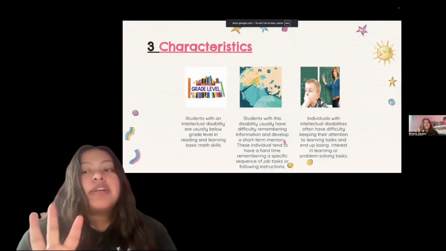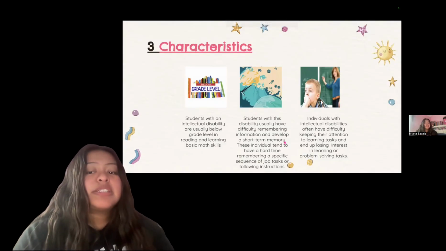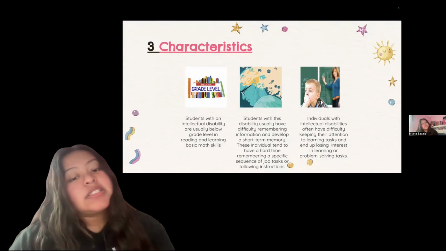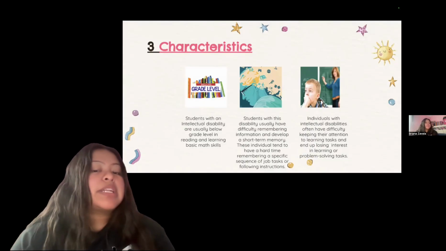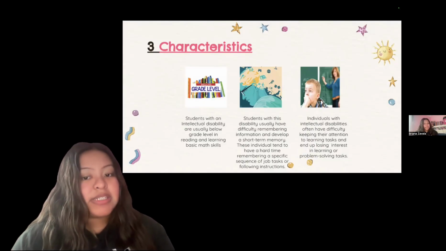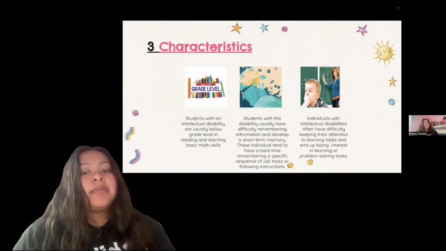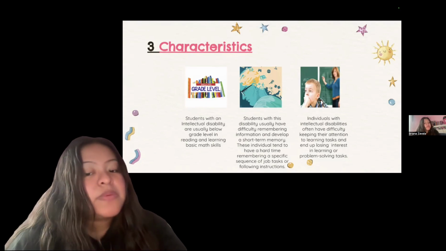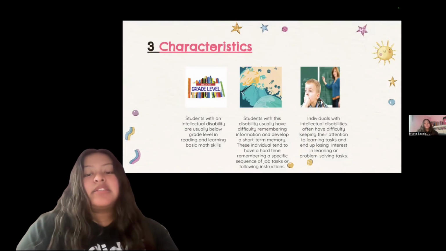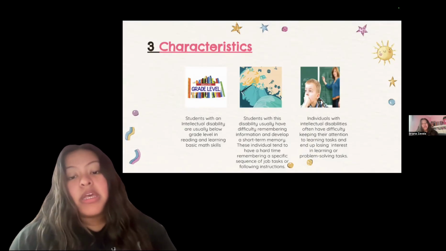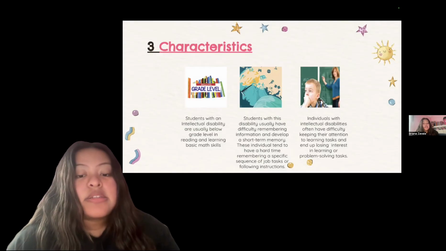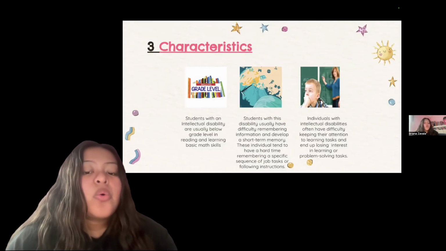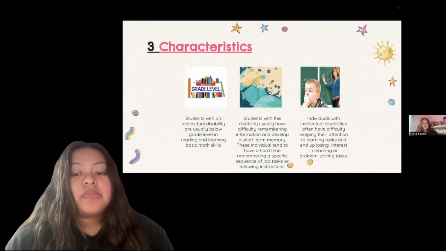Next, we have three characteristics. The first characteristic of an intellectual disability would be below grade level. Students with an intellectual disability are usually below grade level in reading and learning basic math skills. The other would be memory. Students with this type of disability usually have difficulty remembering information and tend to develop a short-term memory. These individuals tend to have a hard time remembering a specific sequence of job tasks or following instructions.